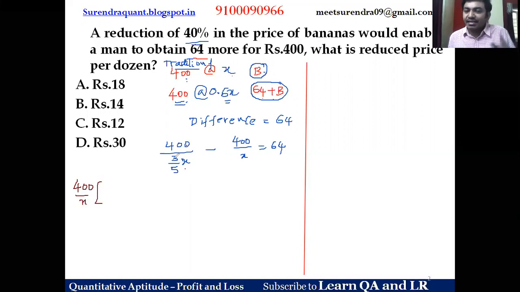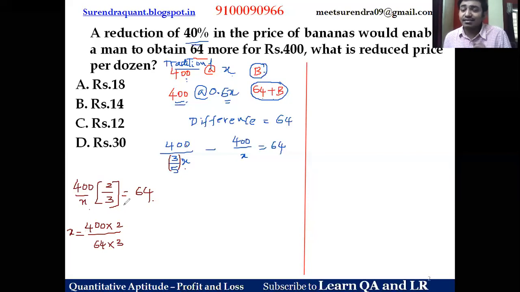So if you take 400 by X common, we get 1 by 3 by 5. If you invert the denominator 3 by 5, it becomes 5 by 3. And here, with 400 by X taken out, only 1 is left. So the first expression is 5 by 3, the second expression is 1. 5 by 3 minus 1 is 2 by 3. This is how much? 64, right? Now what is the X value, guys? 400 into 2 by 64 into 3. I am taking X to the right side, 64 to the denominator. This is X.